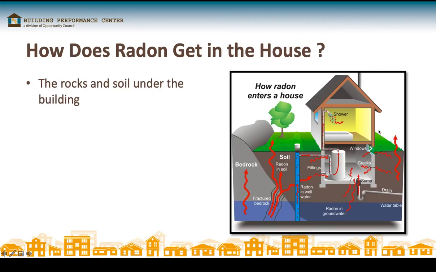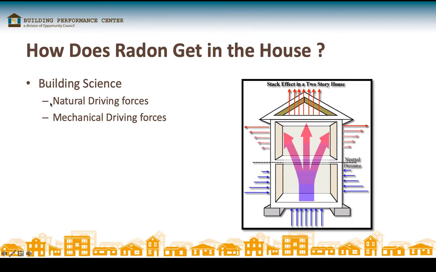So, next subject is, how does the radon get in the house? Well, it's in the rocks and soils under our building. Hot air rises and leaves the building, and it brings radon into the building. So building science tells us how that happens. We have natural driving forces and mechanical driving forces. The natural driving forces are wind and temperature.